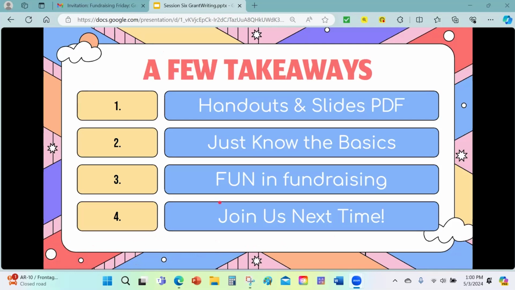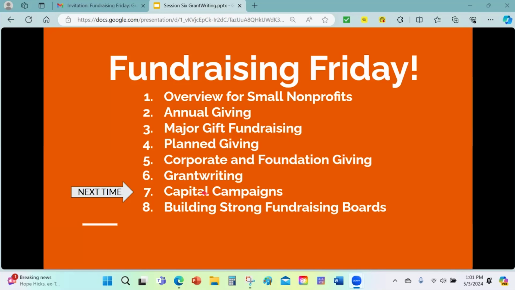Our few takeaways, remember, we have all the handouts and PDF of the slides for you. Again, our goal today was for you just to know the basics, to know that if you can write an email, you can write a grant, right? We want to keep the fun in this fundraising. And of course, we want you to join us next time when we go to number 7 in our fundraising series for small to medium-sized humanities nonprofits here in Arkansas.